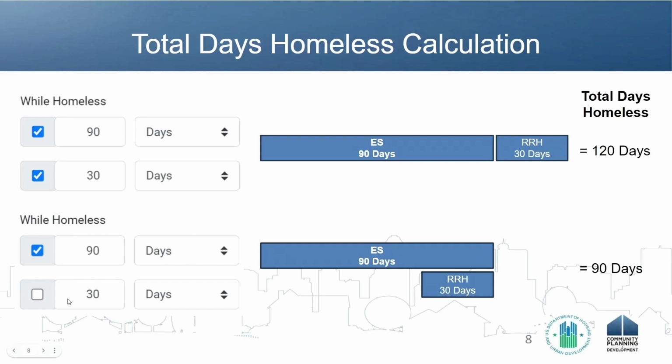If we uncheck the box for the rapid rehousing project type, like it is in this bottom row, it means that these 30 days are already counted in the 90 days that are spent homeless in the emergency shelter. So if a household were enrolled in an emergency shelter and a rapid rehousing project at the same time, that means that their total days homeless calculation for this pathway would only be 90 days because that 30 days in rapid rehousing overlaps with the 90 days in emergency shelter.